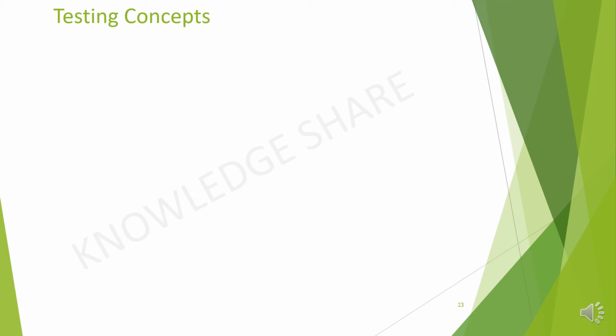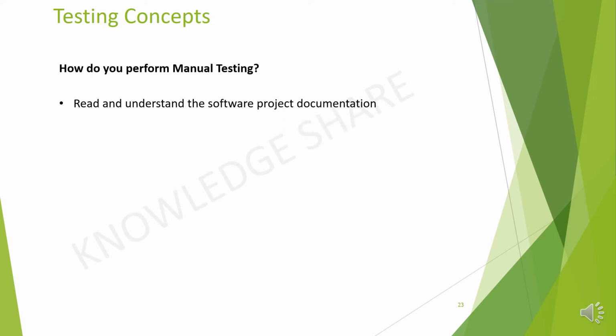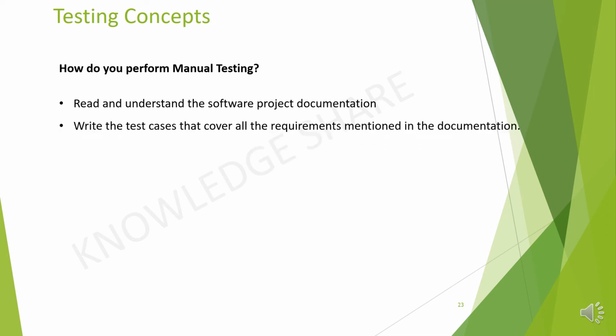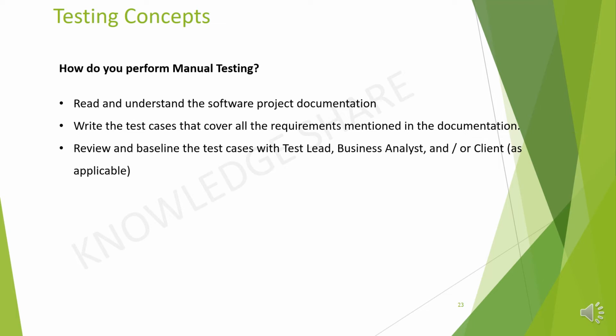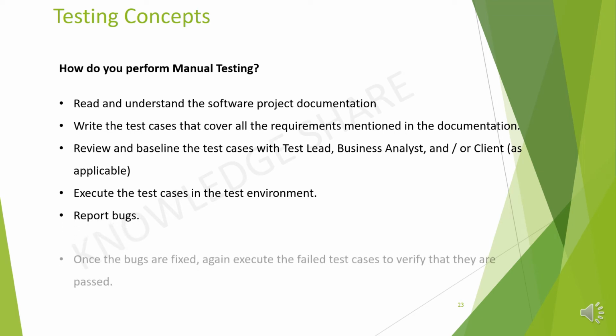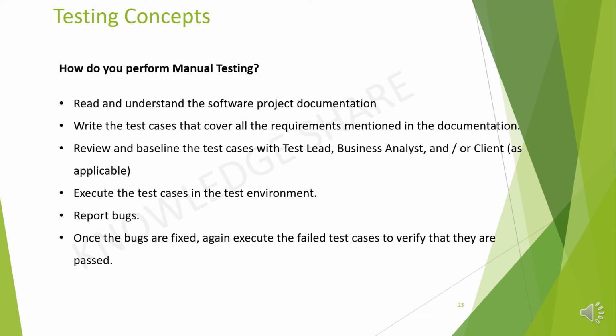Next question, how do you perform manual testing? Read and understand the software project documentation. Write the test cases that cover all the requirements mentioned in the documentation. Review and baseline the test cases with test lead, business analyst or client. Execute the test cases in the test environment. Report the bugs. Once the bugs are fixed, again execute the failed test cases to verify that they are passed.